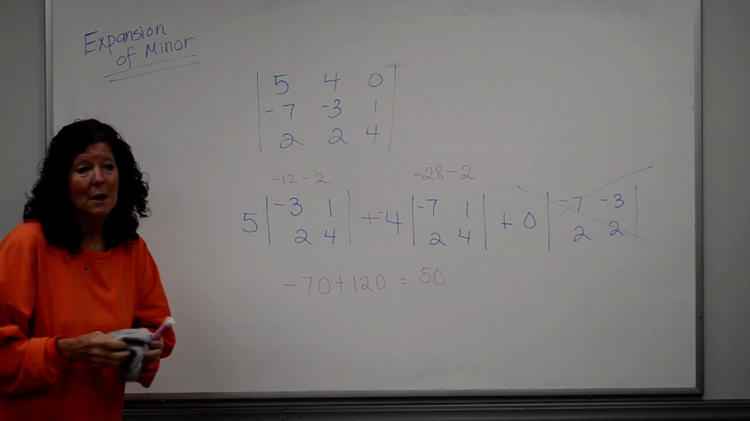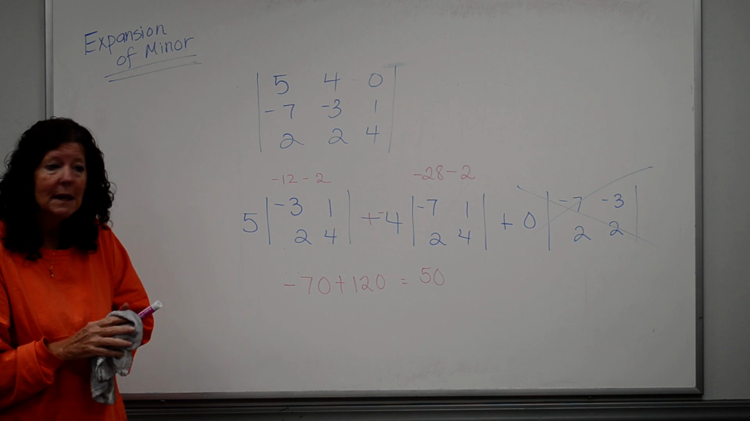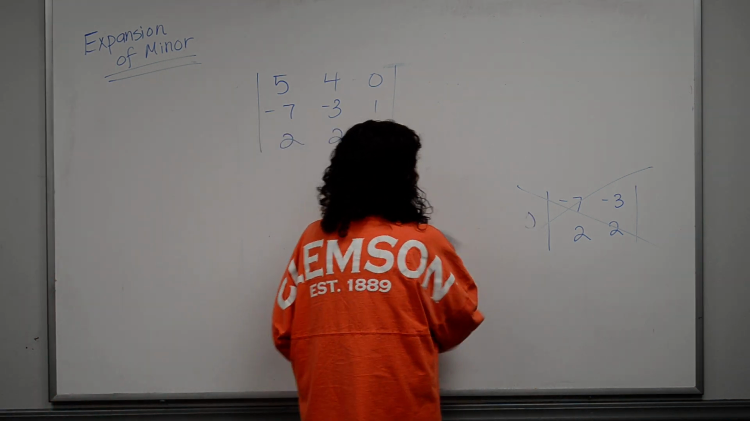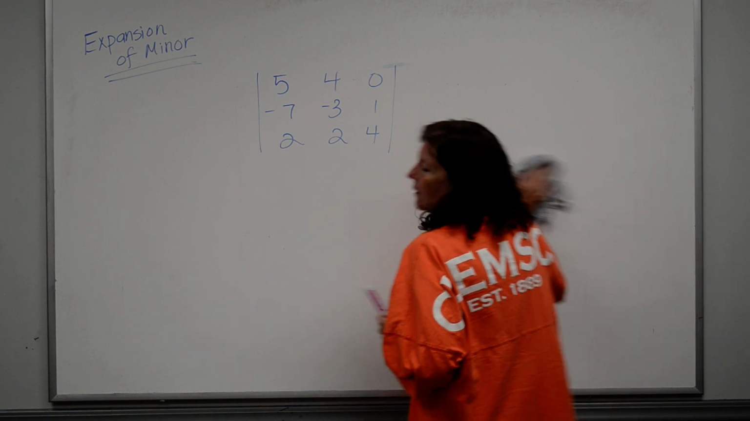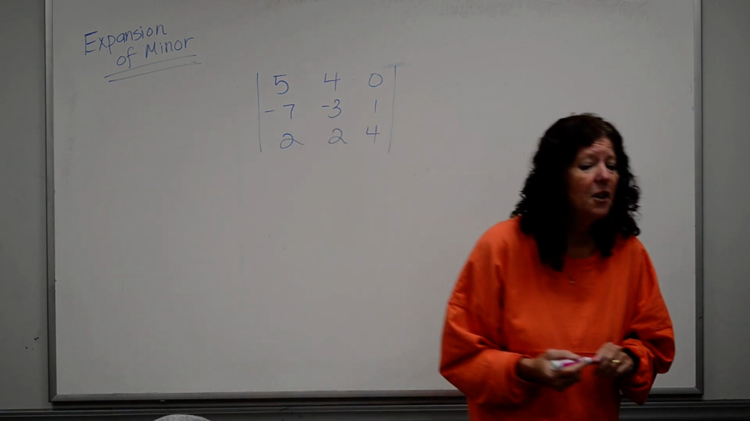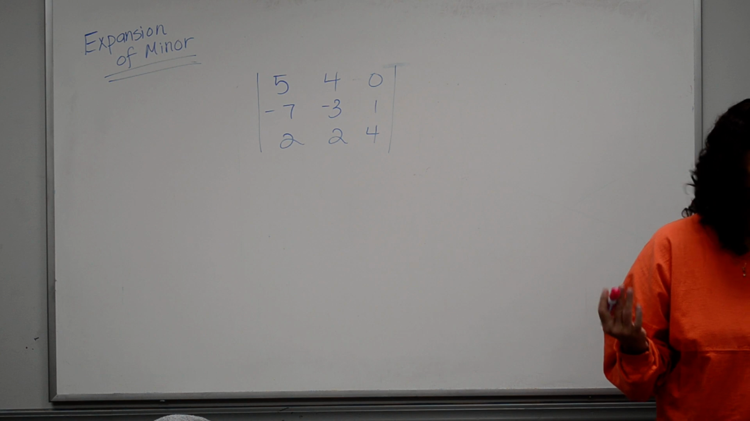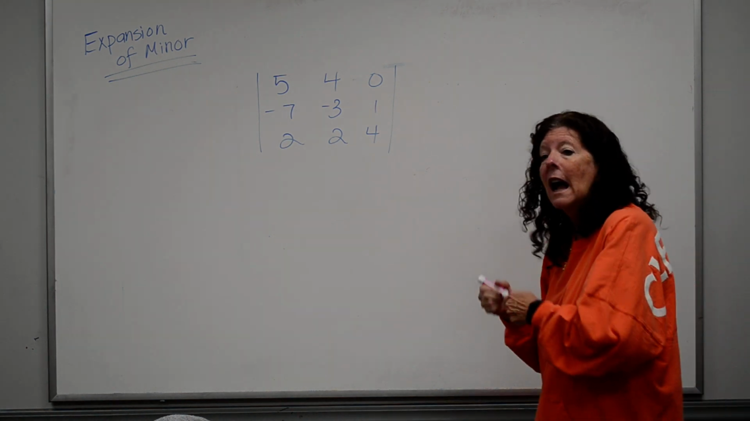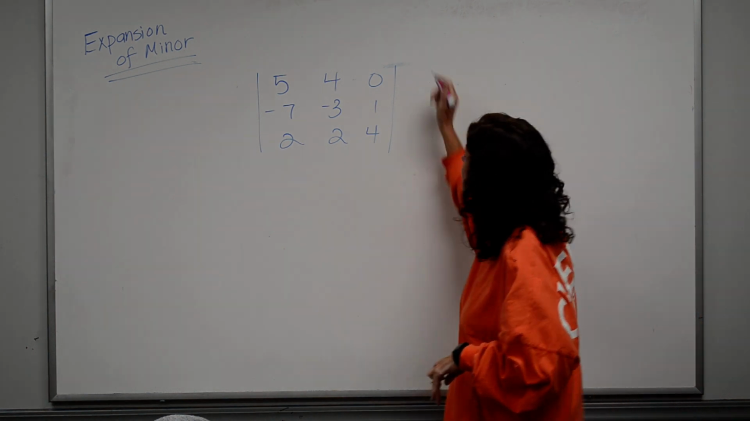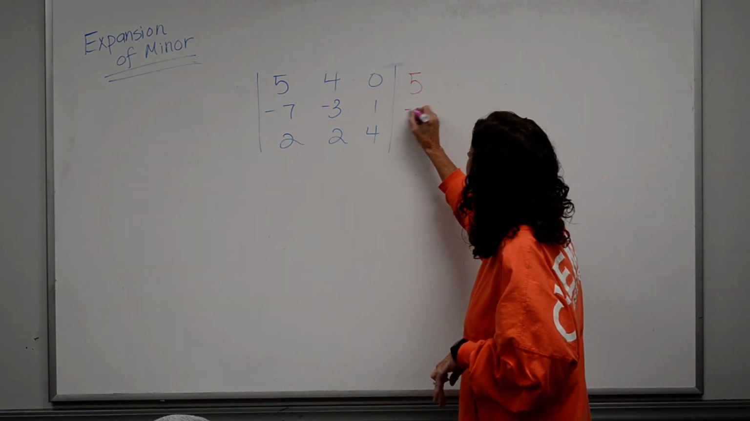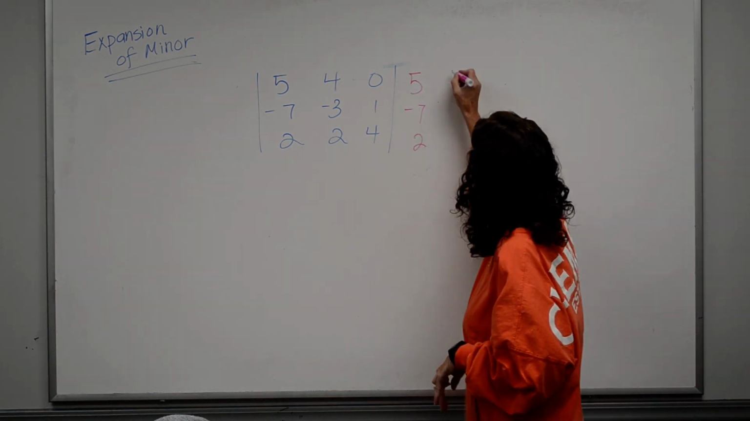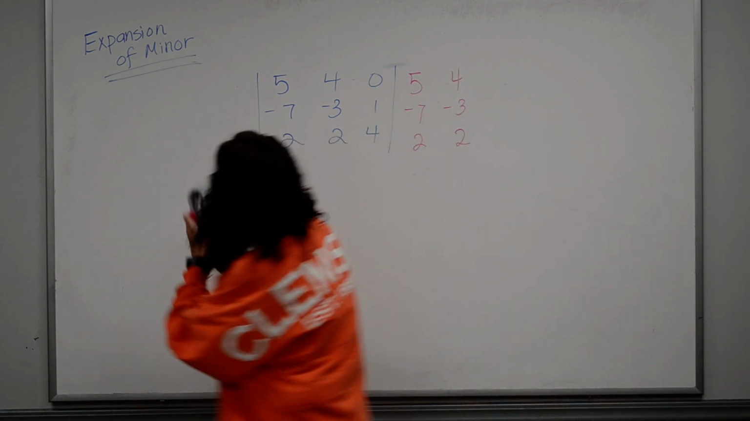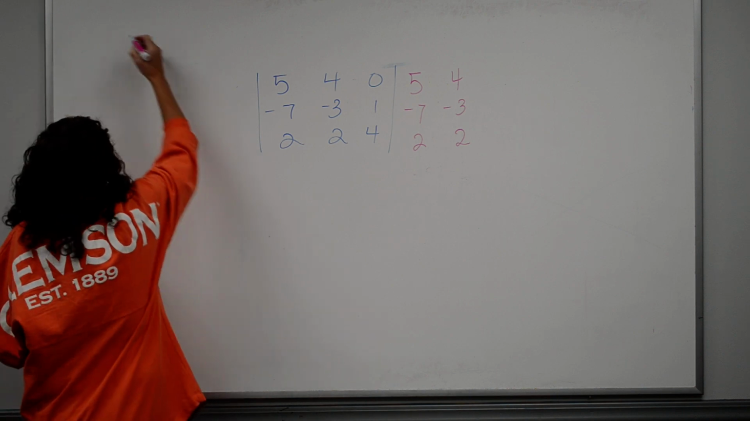Now I'm going to show you the other way to do it. Okay? That's by expansion of minors. I think you'll like the other way better. But like I said, that's just my opinion. The other way is called by diagonals. Okay? You know what a diagonal is. So I have to recopy the first two columns again. 5, negative 7, 2, 4, negative 3, and 2. And this is by diagonals.